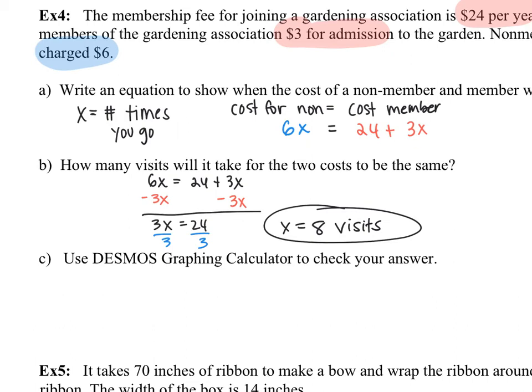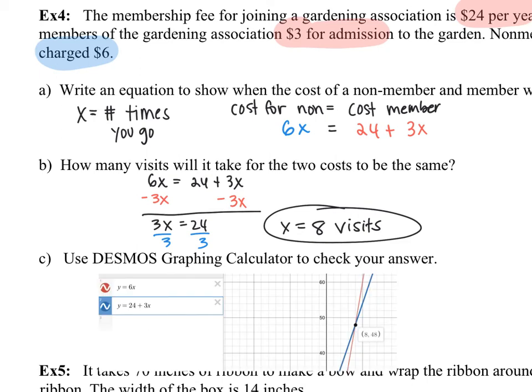I could also use Desmos graphing calculator to check my answer. So on Desmos, I typed in the left side of my equation, 6x, so y equals 6x, and then I typed in the right side of my equation, 24 plus 3x, so y equals 24 plus 3x, and I saw that these two lines intersected here, which had an x-coordinate of 8, which matches my solution. But not only that, if you notice, it has a y-coordinate of 48, which is what we said the total cost would be for both members and non-members at 8 visits.